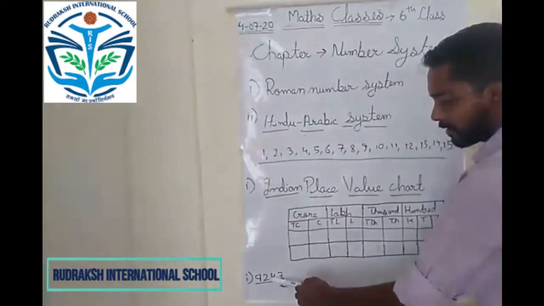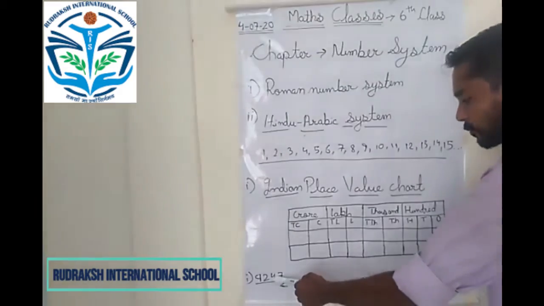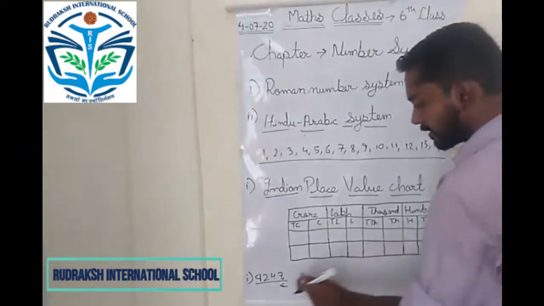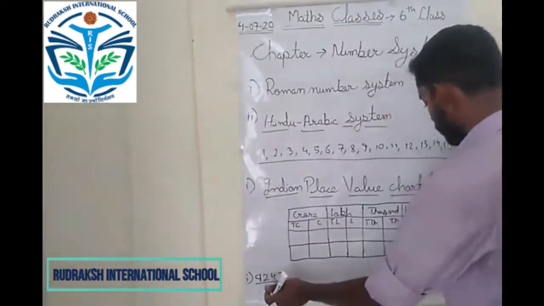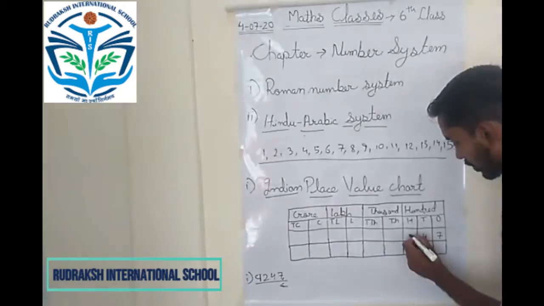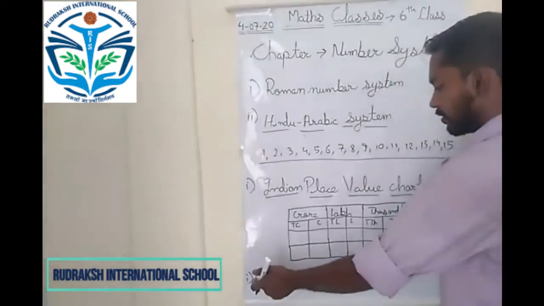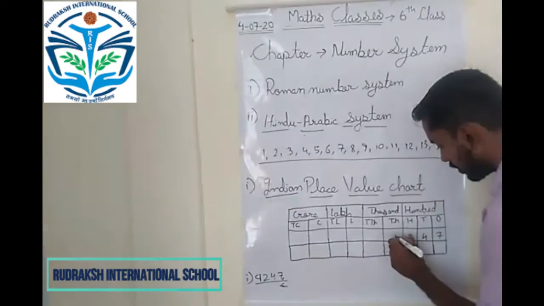Next we are having 4. So 4 is on the tens place, so 4 will come here. Next is 2. So 2 is on the 100th position, so 2 will come on the 100 part. And the next one is 9. So 9 is on the 1000 part, so 9 will come here.